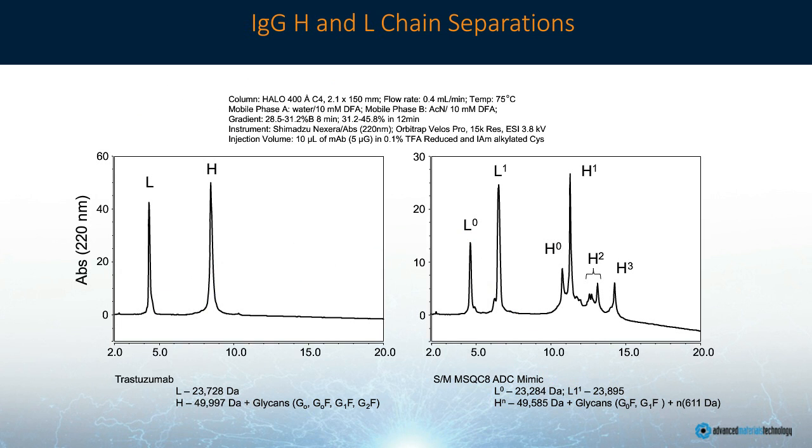Another monoclonal antibody separation run on a 400 angstrom C4 is this trastuzumab separation on the left panel, a UV trace of a separation of light and heavy chains, and you can see that the peak performance is looking good in this example. On the right panel, you have an MSQC8 antibody drug conjugate mimic separation in reversed phase. And you can see here on the 400 angstrom, we're getting resolution of the variants depending on the drug load on this particular protein.